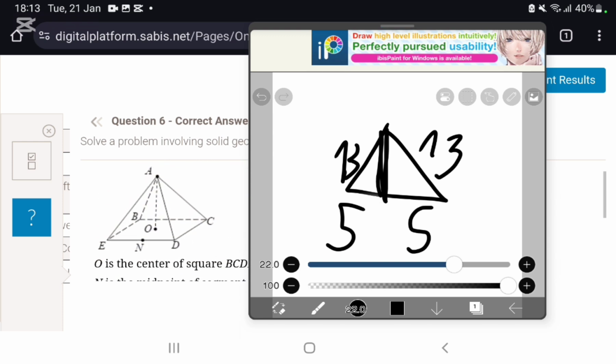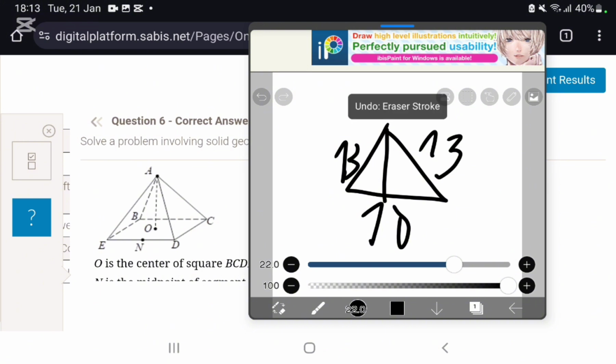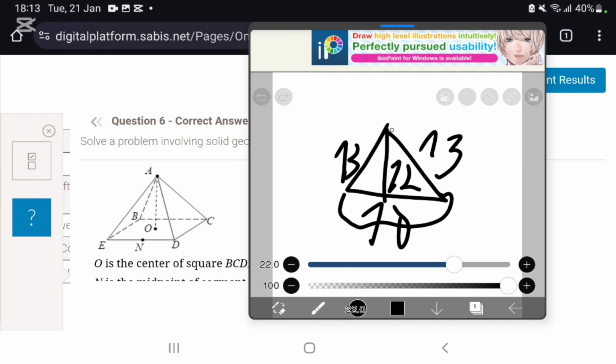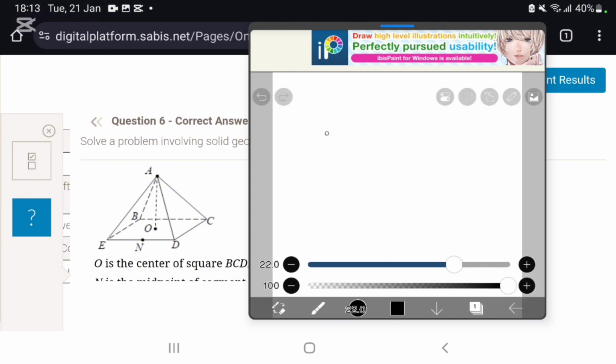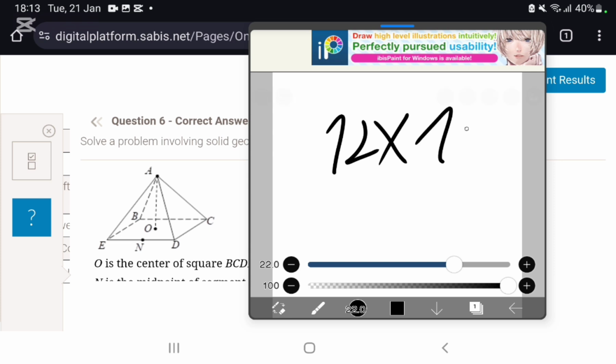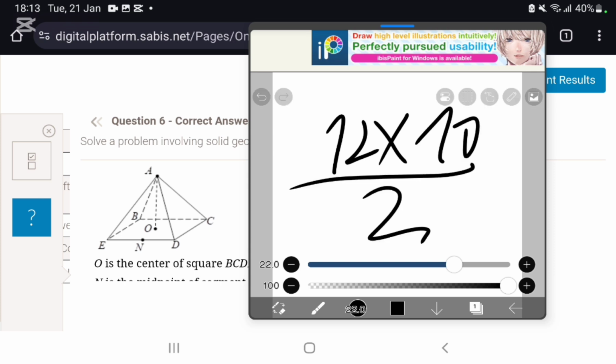The surface area of AED. Okay, let's go back to the original drawing and let's add the height 12. We know that the area of the triangle is the base, which is 10, times height over 2. So all we have to do is 12 times 10 over 2. It's that simple, which will give us 60.